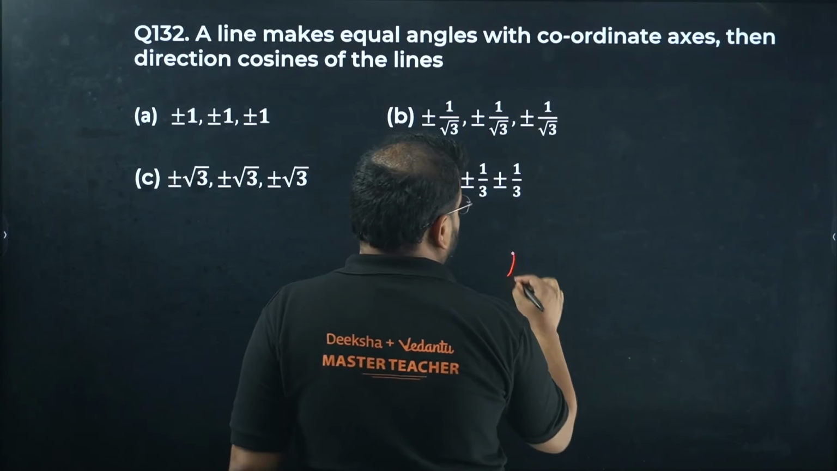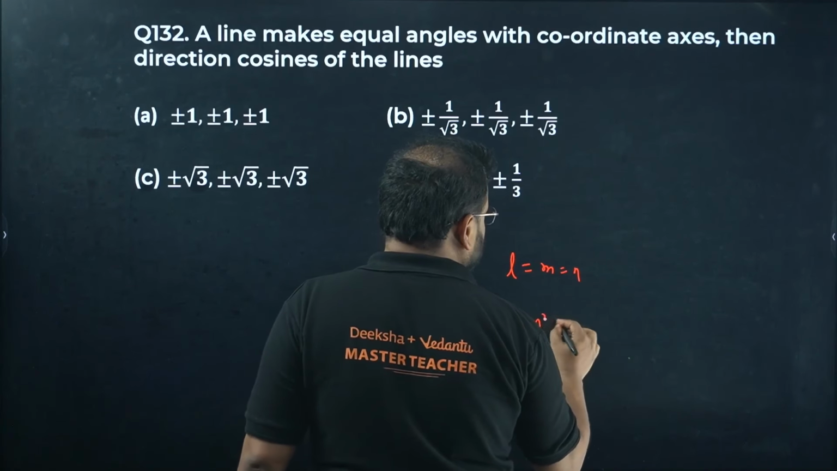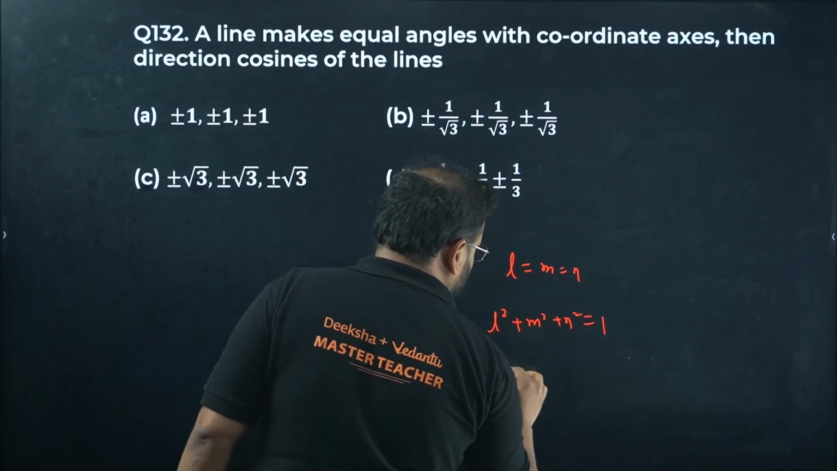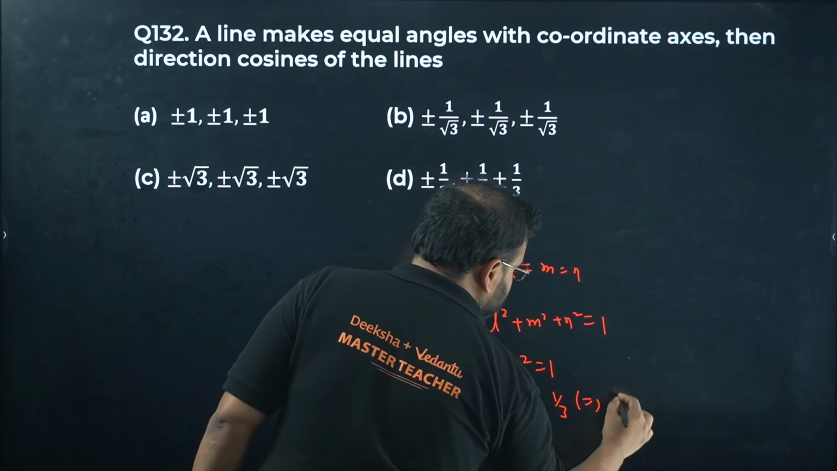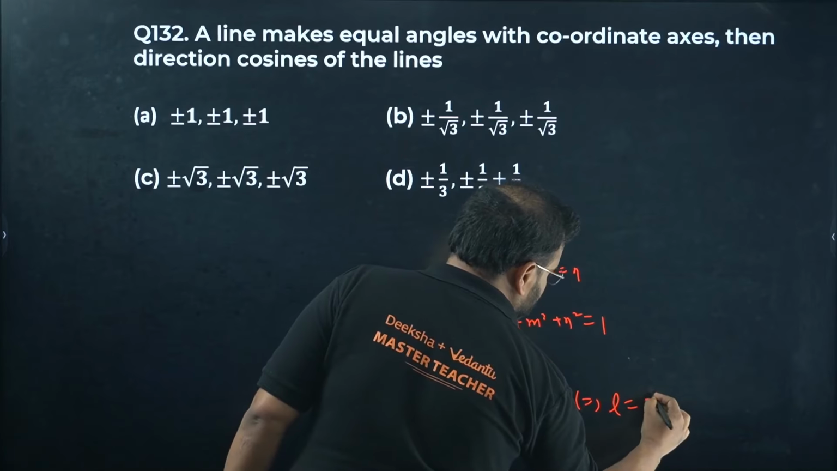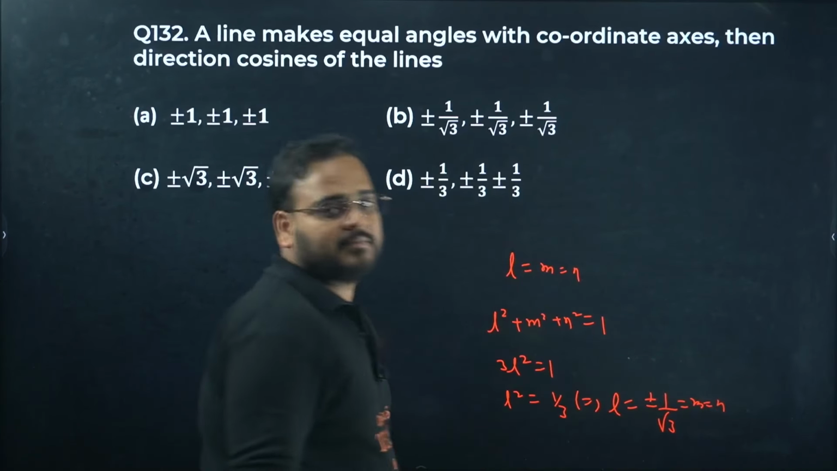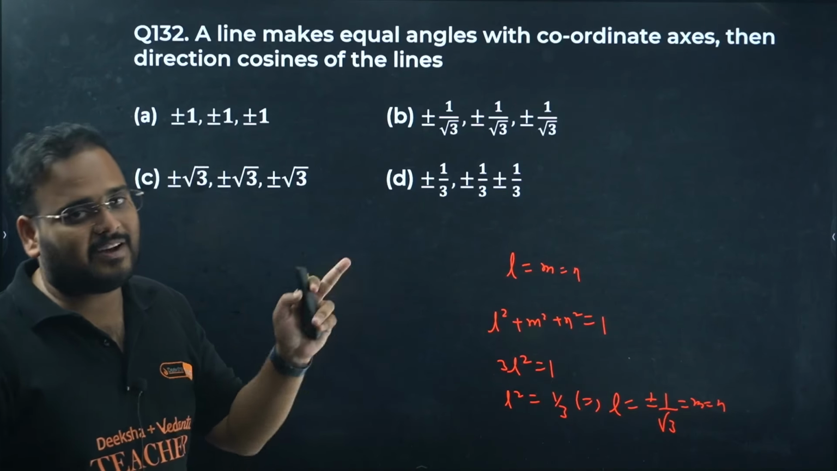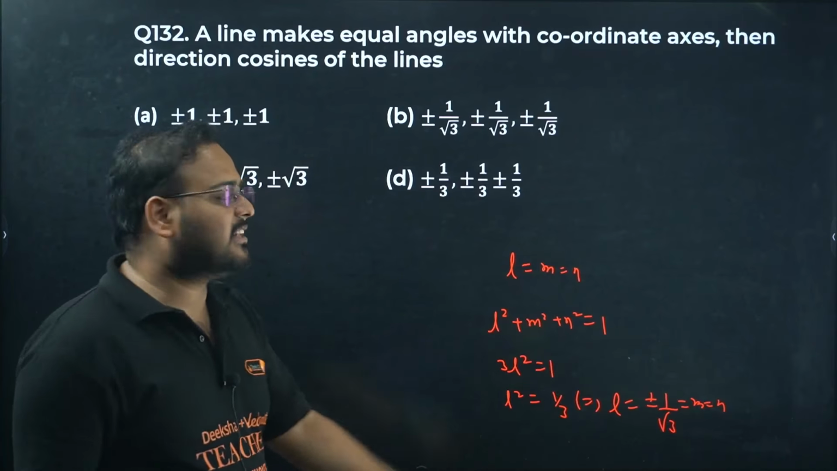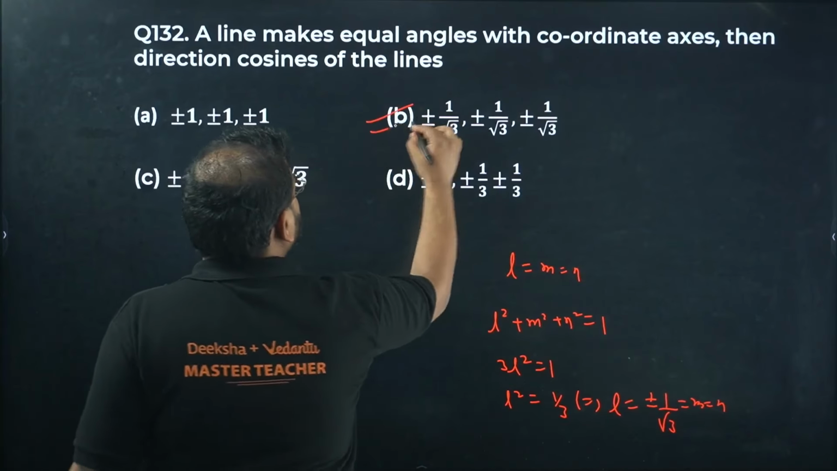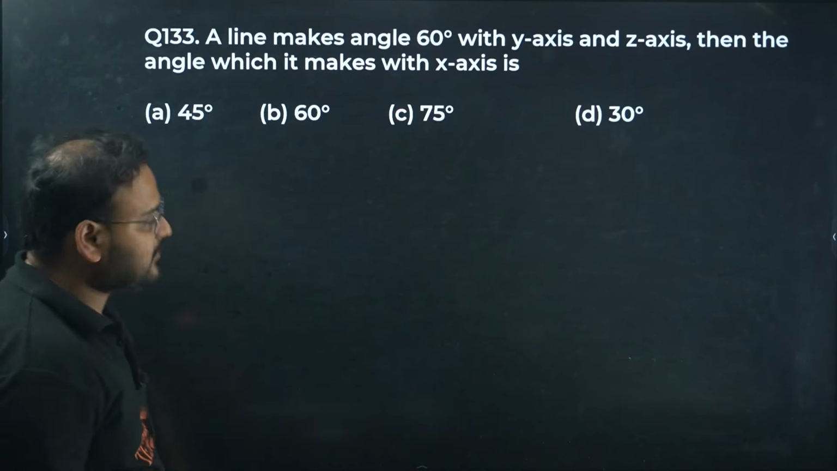132. A line makes equal angles with the coordinate axes. It means L equals M equals N. It means L square plus M square plus N square equals 1. So 3L square equals 1, L square equals 1 by 3, which implies L is plus minus 1 by root 3, same as M and N. If the angles are equal, then cos alpha, cos beta, cos gamma will also be equal. It means L, M, N will be equal. Use the identity that we have for L, M, N. You get the answer as option B. Clear?